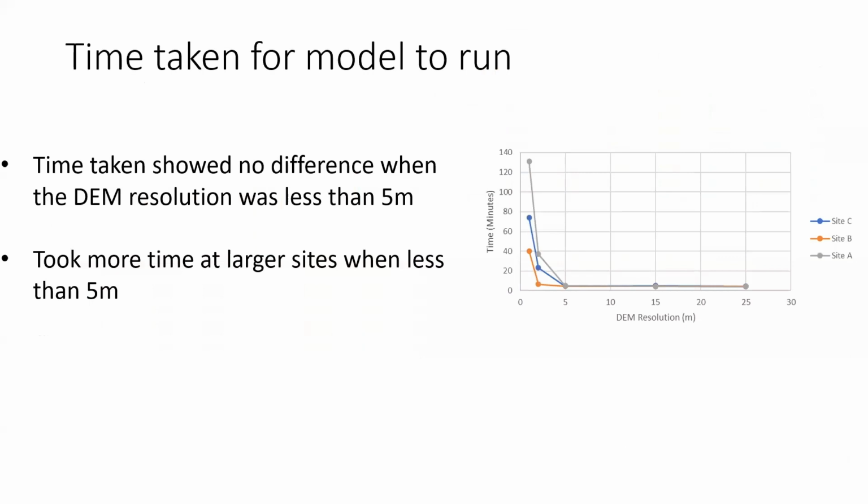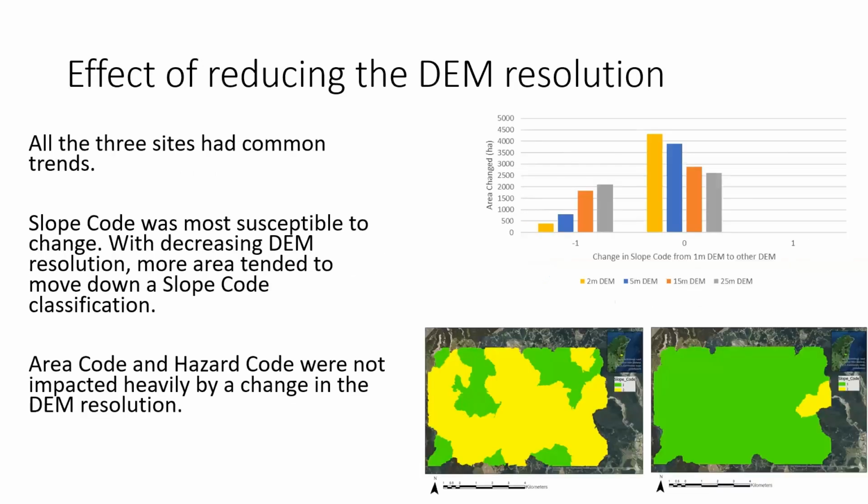The time taken for the model to run varied quite substantially when the cell size was less than 5 meters. You can see when you've got a 1 meter DEM, it takes over 2 hours. I can tell you from first-hand experience, that's pretty punishing when you're doing that on a consistent basis. So managers might think about shifting to a lower resolution DEM and trying to get it out a bit quicker. Then that has this sort of effect here.